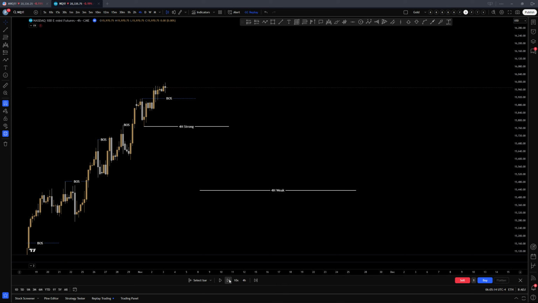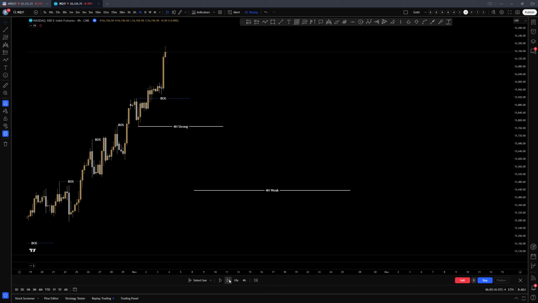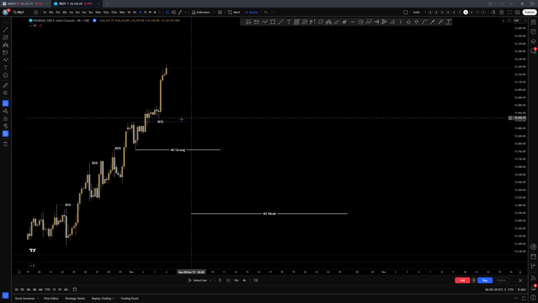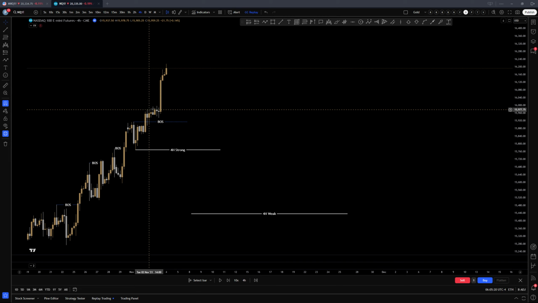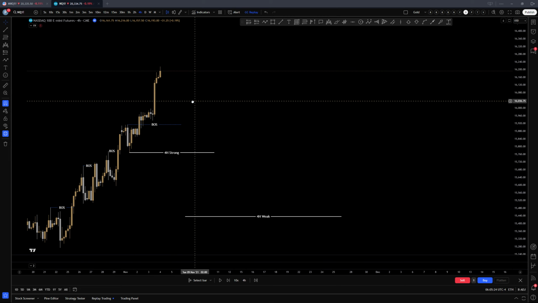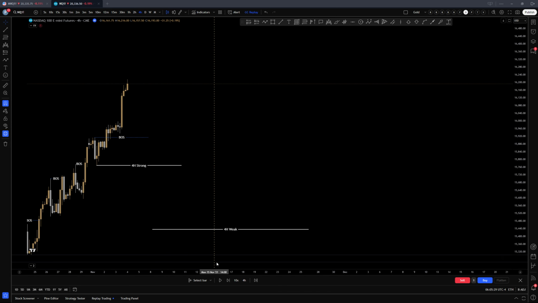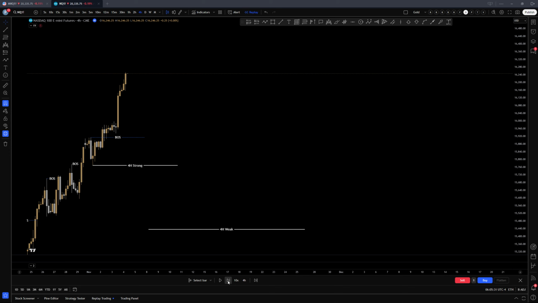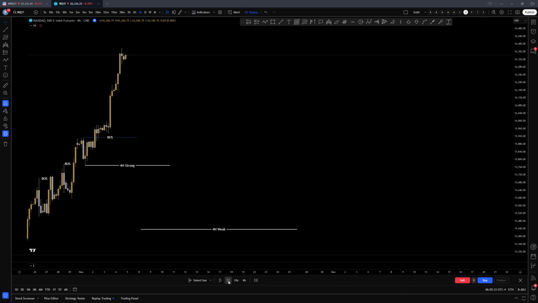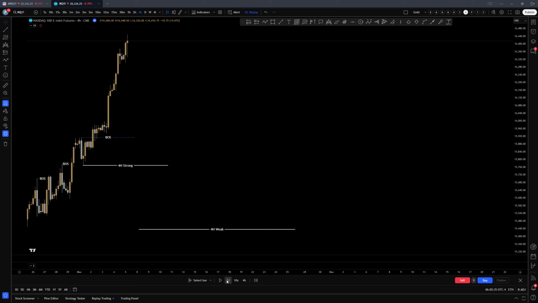Let's see, we should get a pullback now after an expansion, right? Now, we didn't really get anything there. This is definitely not, for me, any sort of pullback in any sense. You know, there's a low there, but I'm not tracking that. It's not enough for me. It's too small. I want to keep going and get something more significant than that. So I'm maintaining that this is our strong low.